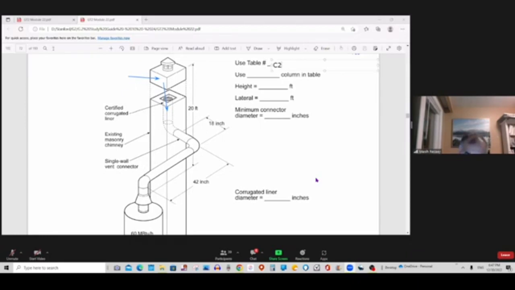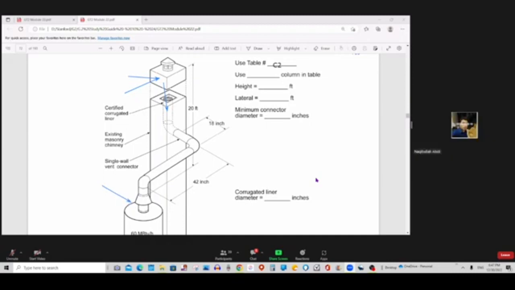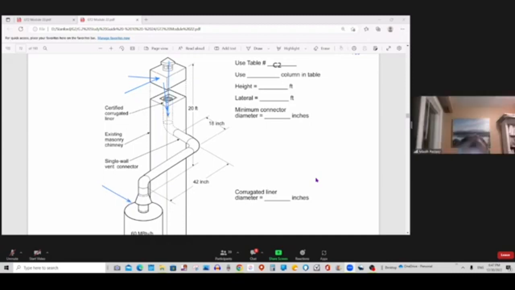This one is a chimney. This chimney size was too big for this appliance. We want another metal inside. We call it a chimney liner. So now that we put this metal inside, this is one layer, this is another layer, with air between. So two layers, it's going to be double wall. Double wall vent is B vent. B vent, single appliance, single wall, you go to C2.